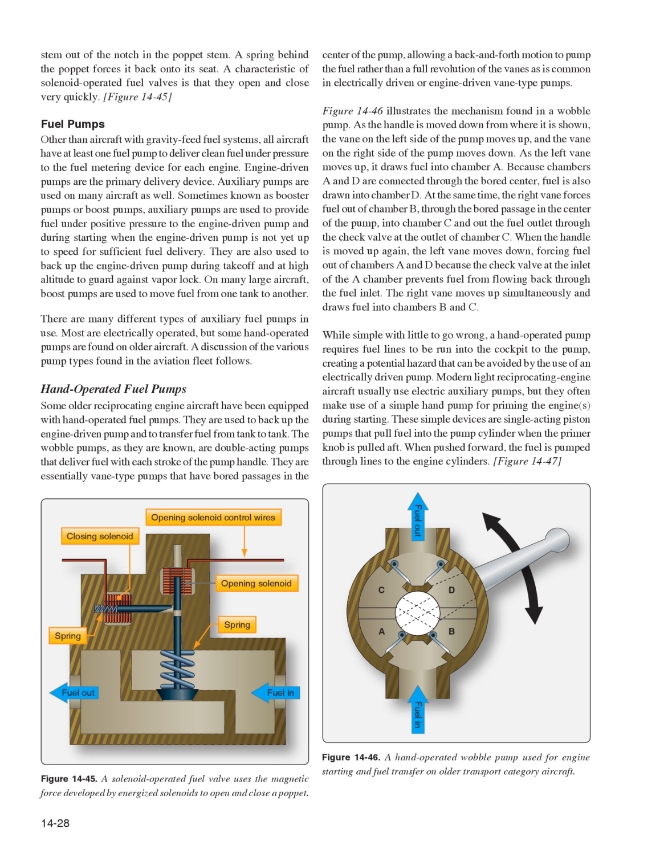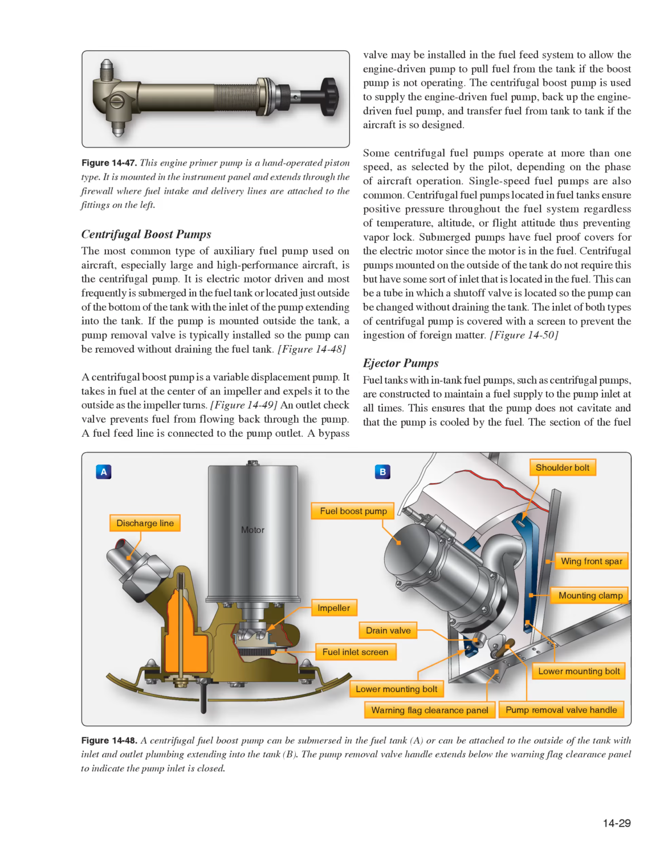These simple devices are single-acting piston pumps that pull fuel into the pump cylinder when the primer knob is pulled aft. When pushed forward, the fuel is pumped through lines to the engine cylinders. Figure 14-47. Firewall where fuel intake and delivery lines are attached to the fittings on the left.